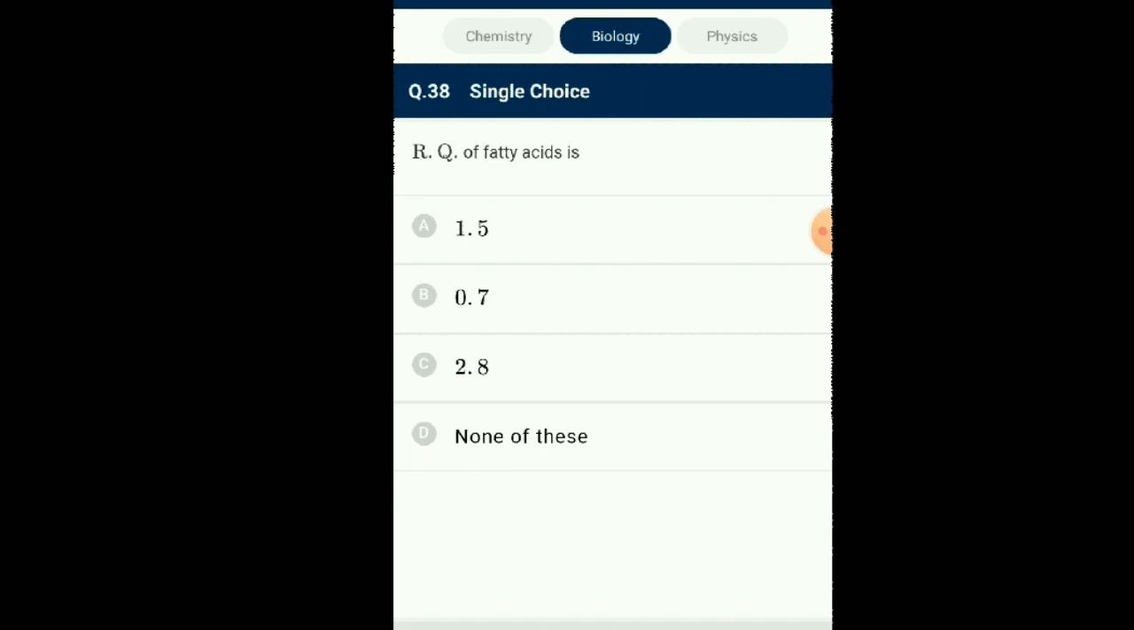When fat or oil is the respiratory substrate, the respiratory quotient value is generally lesser than 1, around 0.7. For example, in the case of tripalmitin, the reaction can be written in the equation. So the answer for this question is option B, 0.7.